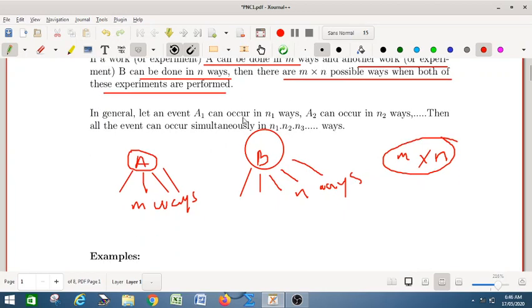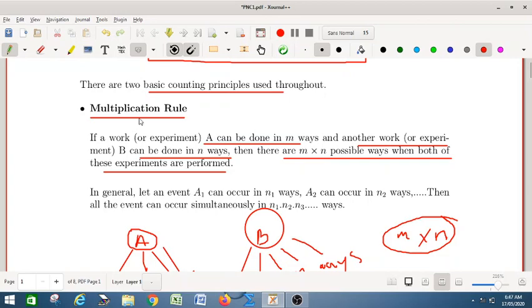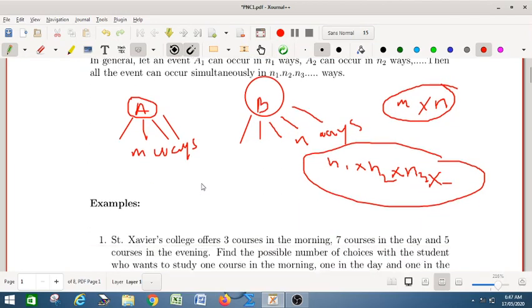So in general, if there are A1, A2, A3, up to AN ways, occurring in N1, N2, N3 ways, then the event can occur simultaneously, in general, in N1 into N2 into N3 ways. So this is the multiplication rule. Let's go ahead. This is one of the most fundamental rules of counting, the multiplication rule.